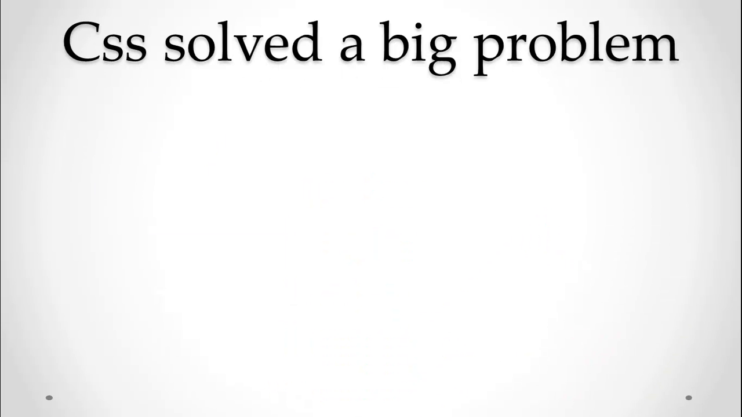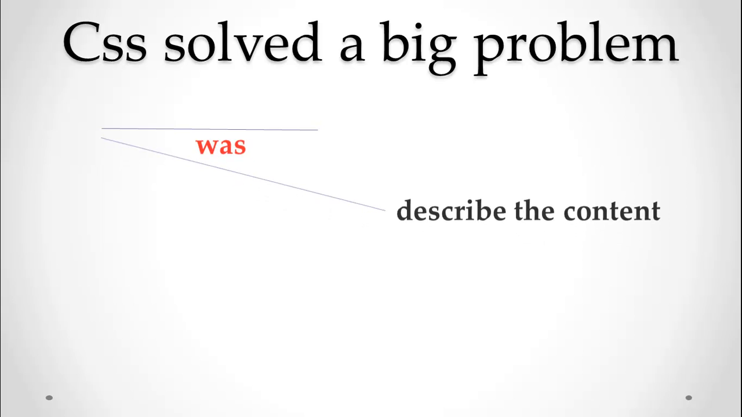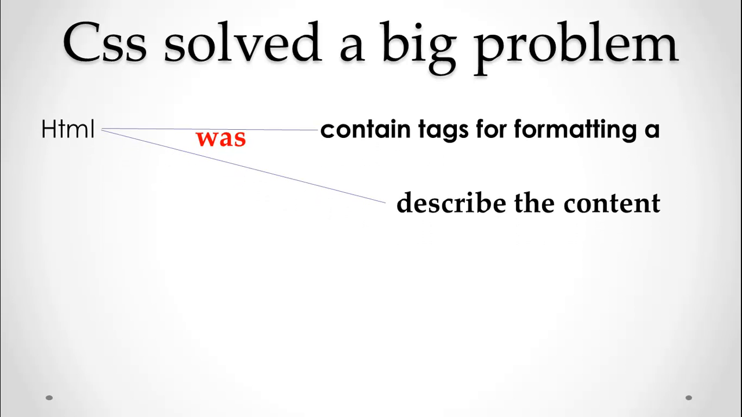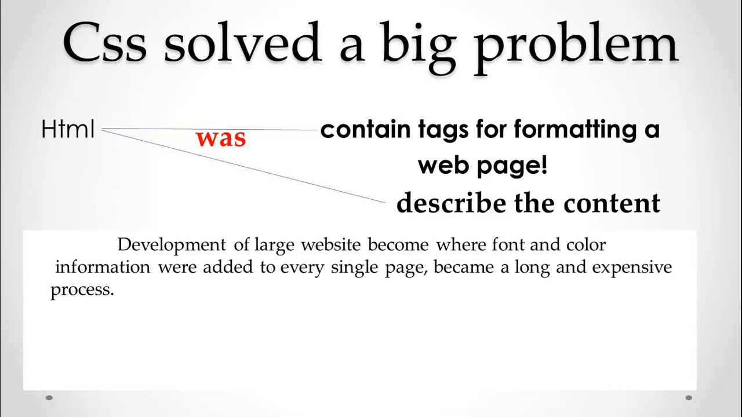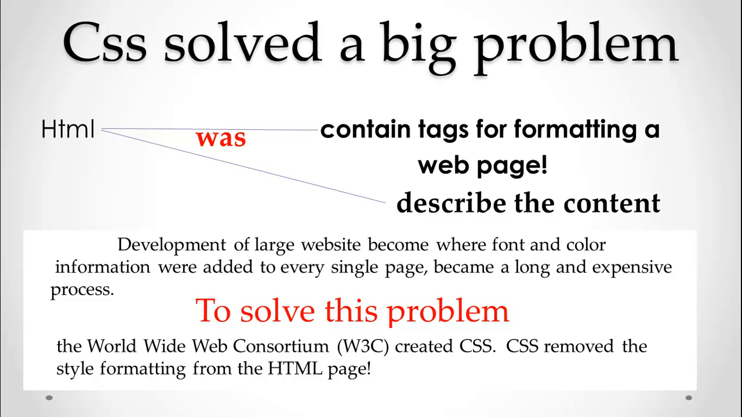Now, CSS solved a big problem. HTML was never intended to contain tags for formatting a web page. HTML was created to describe the content. Development of large websites where fonts and color information were added to every single page became a long and expensive process. So, to solve this problem, the W3C created CSS. CSS removed the style formatting from the HTML page.